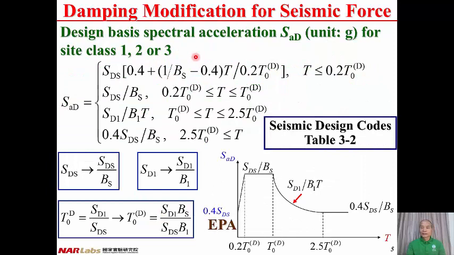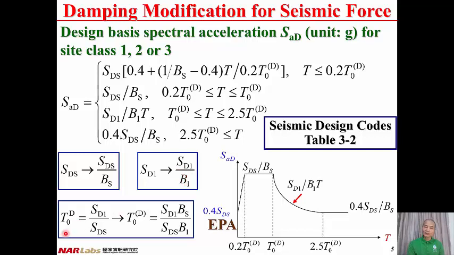Then according to the Seismic Design Codes Table 3-2, if the damping ratio is other than 5%, then we can have the design basis spectral acceleration as SAD for site class 1, 2, or 3. And the spectral acceleration is modified by BS and B1. With these two modification factors, SDS is changed to SDS divided by BS, and SD1 is modified to be SD1 divided by B1.